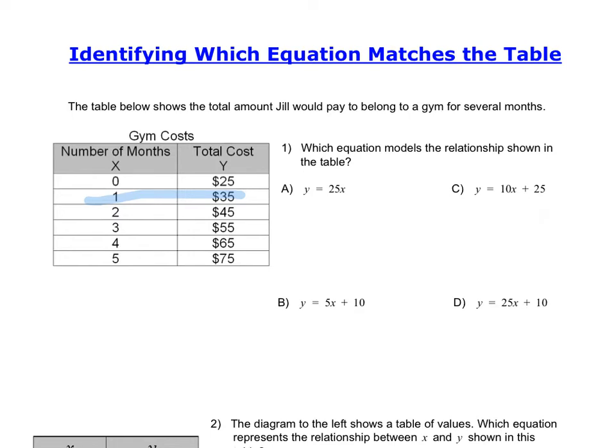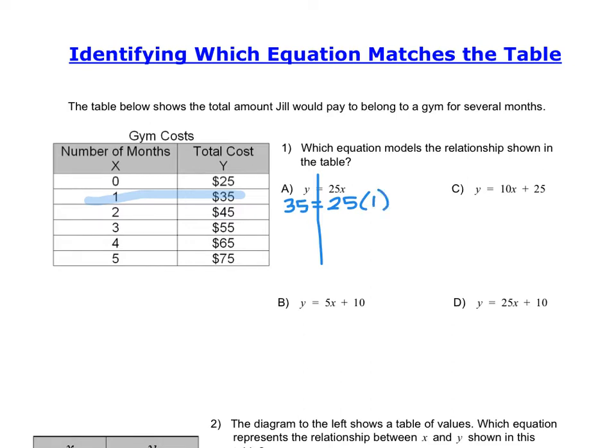So if I use the 1 and the 35, what I'm going to end up doing is I'm going to take the x value and the y value, I'm going to substitute it into each of my answer choices. So it would look like the following. So 35 would go here because that's my y value. And then I'd have 25 parentheses. My x value is 1.